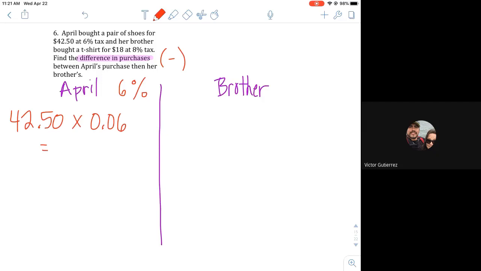And then for the brother, I'm going to do something similar. He's at 8% tax, but he bought something for $18. So 18 times 0.08. This one here will be their tax amount.